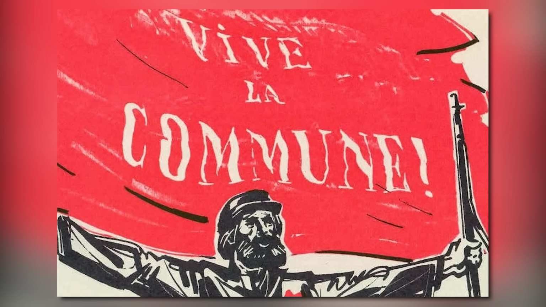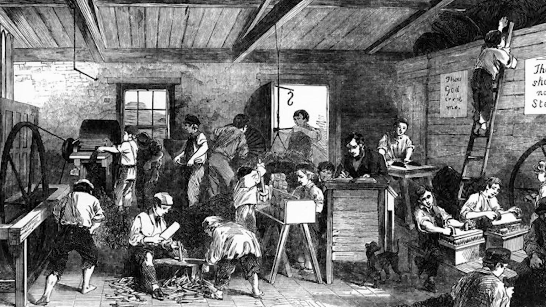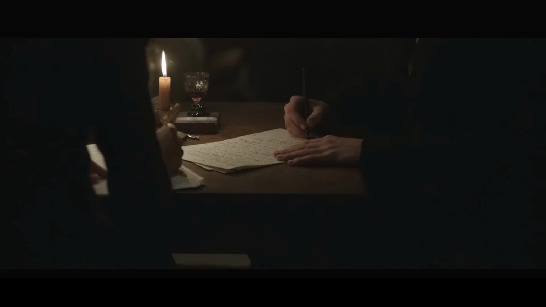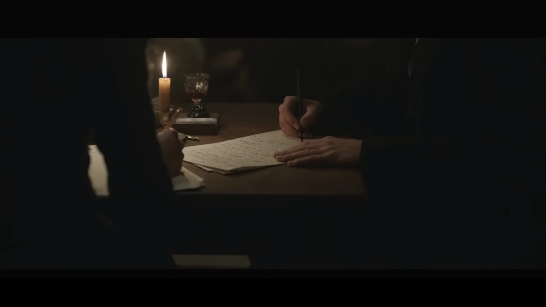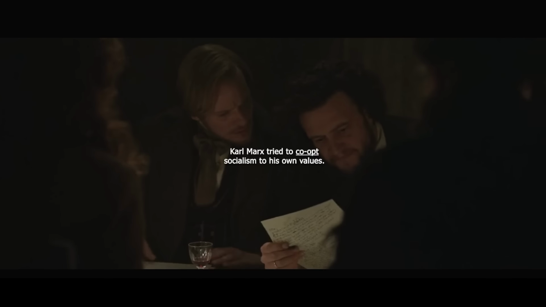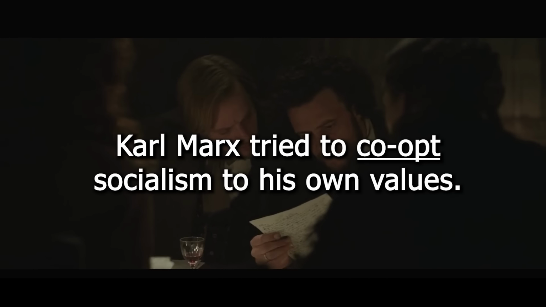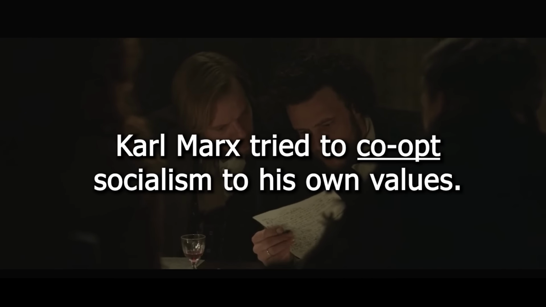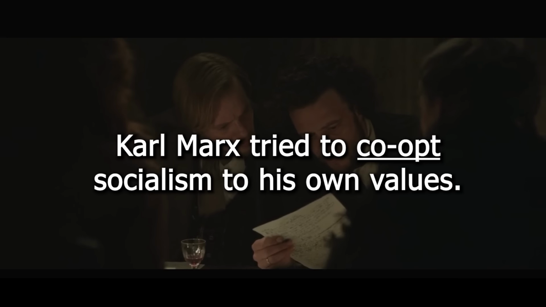Many factory workers and artisans of the 19th century were attracted to socialism due to its promises to improve their position in society. Many people today think that socialism comes from the ideas of Karl Marx, but actually, socialistic ideas were already popular long before the Communist Manifesto was written. Far from inventing socialism, Marx was trying to twist it and co-opt it towards his own values.